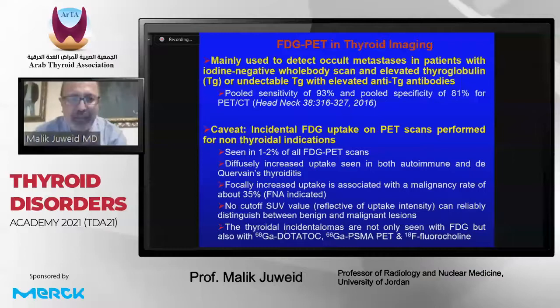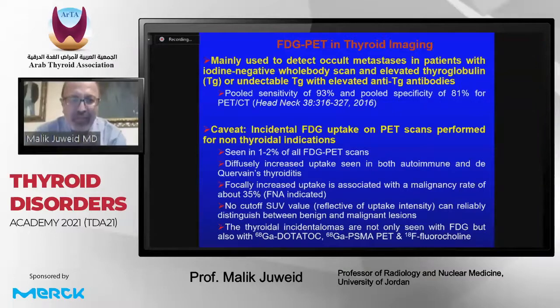This can be diffusely increased uptake, which is seen in both autoimmune and painful thyroiditis, or it can be focally increased uptake that is associated with malignancy in about 35% of cases. So the ATA recommends FNA for all hot nodules on FDG PET scan that are greater than or equal to 1 centimeter, whereas diffuse increased uptake is not worrisome and does not need further workup.